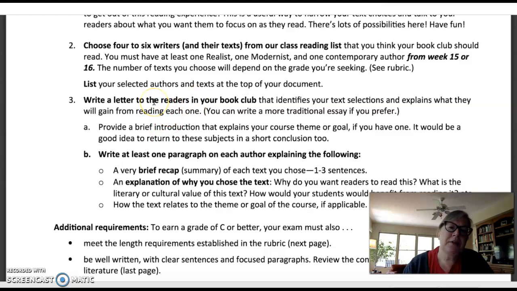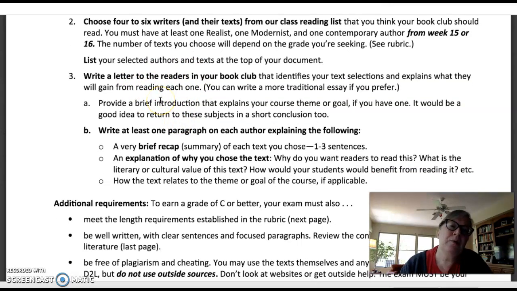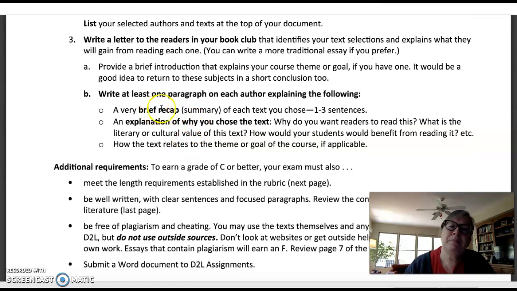You're going to list these authors at the top of your document, and then you're going to write your readers, your book club members, a letter explaining your choices. Okay, I would provide a brief introduction to them so that you explain your goal or your theme, if you have one, and that could be a great thing to return to in a conclusion to your letter or essay too. And then for each author you've chosen, provide a very brief recap of the text that you chose, and then, as usual, your ideas.